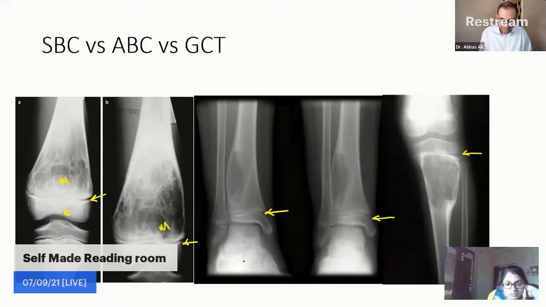Is it in the epiphysis or metaphysis? The lesion is in the metaphysis. 1, 2, 3, 4, 5 images, all of them are showing you what? They're showing you aneurysmal bone cyst. Okay, friends. Okay, right? It is ABC.